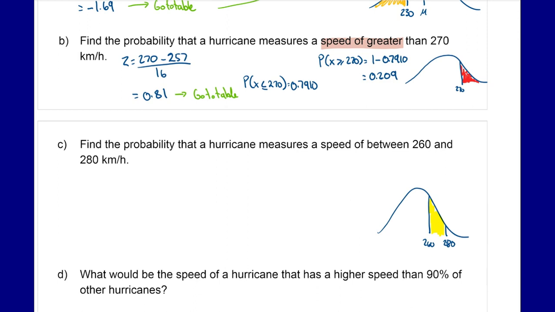So I'm going to find the z-scores of each data point first. So 260 minus 257 divided by 16 gives me a z-score of 0.19. Our other value, 280 minus 257 divided by 16 gives us a z-score of 1.44. So now we're going to go to the table.